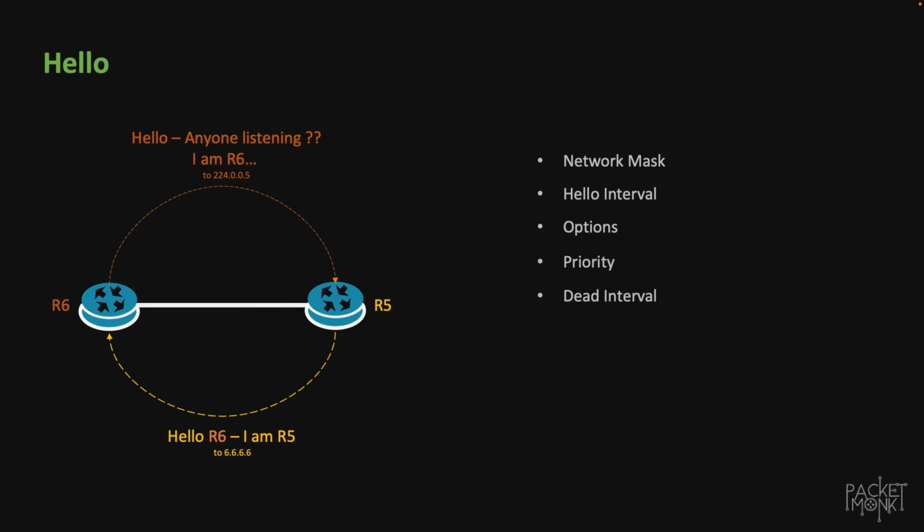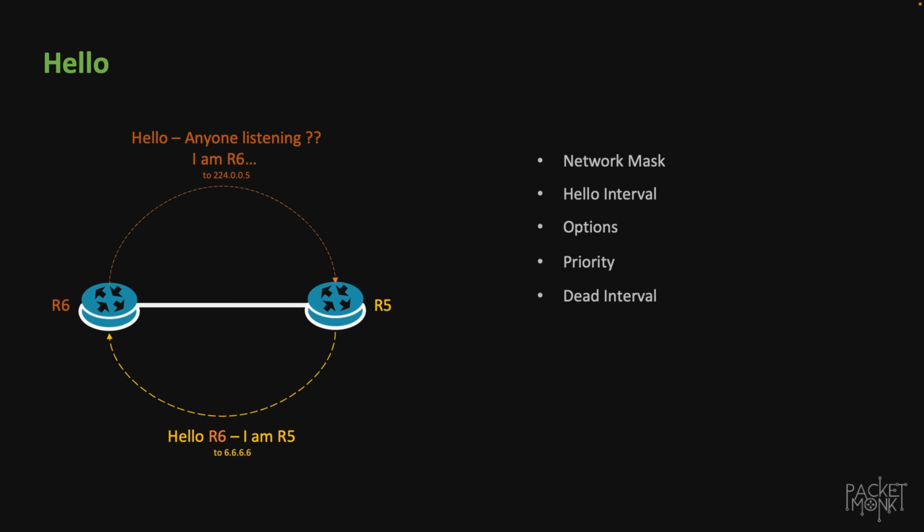The next one is dead interval. This is to tear down a neighborship if a router doesn't hear back from its peer. The default dead interval is 4 times the hello timer. So 4 times 10 is 40 seconds. Which means the neighborship will be brought down if the router doesn't get a hello in 40 seconds.